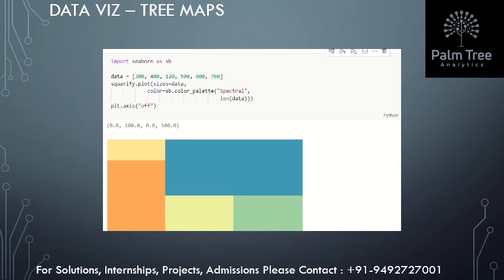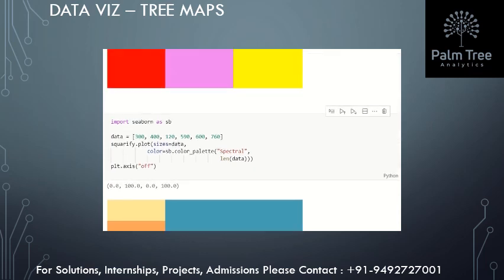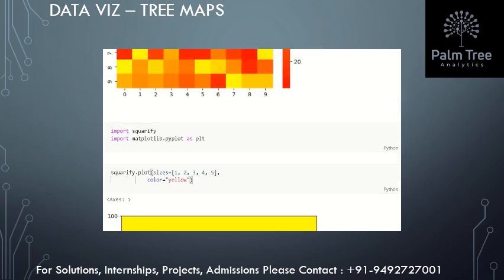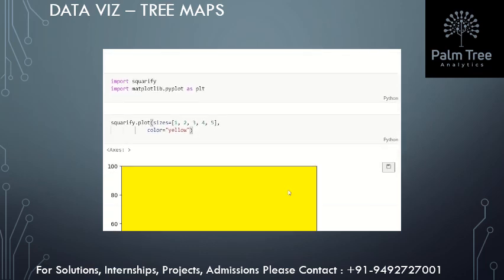Here we see some code based on the squarify library. You can see that we import the squarify library like this, and then we give some squarify.plot and sizes. All are given in one yellow color, so that's why the data is shown in a rectangle.